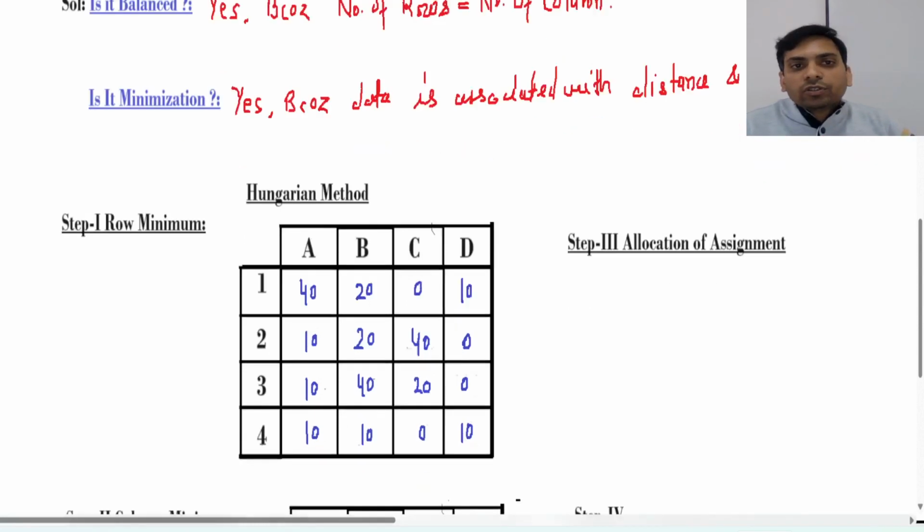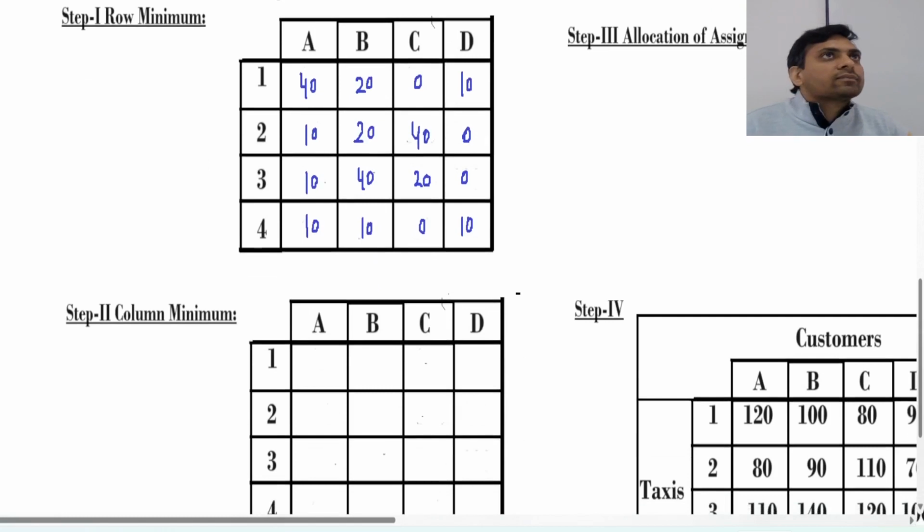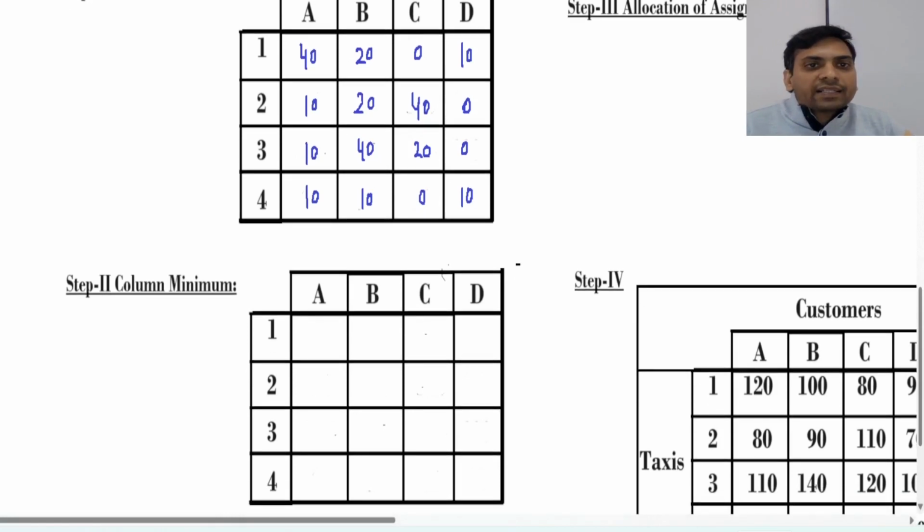Now we will do the same thing for columns, and the name of this step is column minimum. Clear? Okay. So the resultant table of the first step is this. Now we apply the second step on the result of the first step. In the first column, the least number is 10, so we subtract 10 from all numbers of the first column. So 40 minus 10 is 30, 10 minus 10 is 0, 10 minus 10 is 0, and 10 minus 10 is 0.